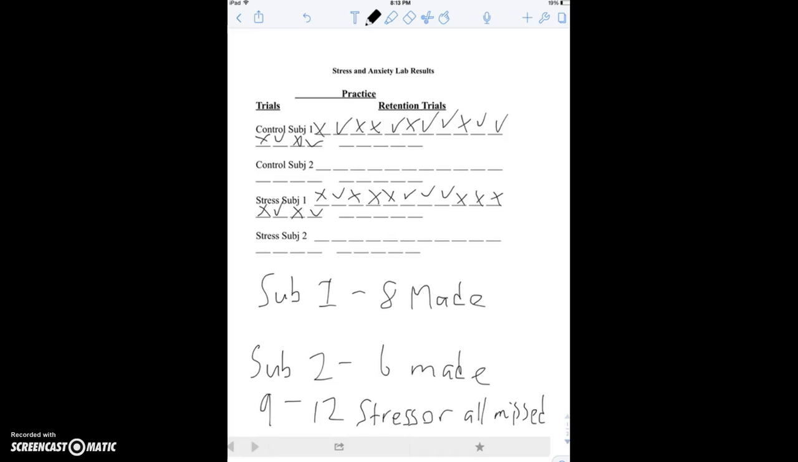Okay, well, stressor subject 1, miss, hit, miss. And he gets in a little groove, hit, and then I told him about the stressor involved, and then he missed 4 straight, like we said. And then after it was over with, he hit 2 out of 3. But the 4 that counted, he did not make. As you can see, subject 2, 6 made total, 9 through 12 stressor, all missed.